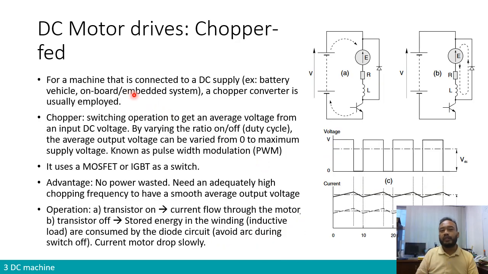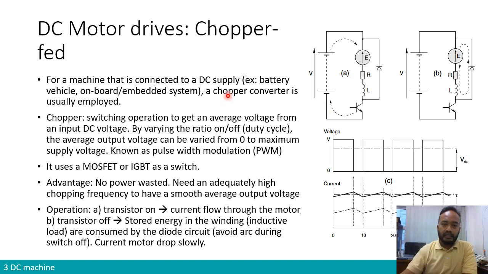So now we are going to look at another type of driver, which is the chopper fed driver. Chopper, or in other terms you might have heard of a PWM motor drive. The difference with the thyristor driver just now is that now we have a machine that is connected to a DC supply. So the supply is already in DC. So we have here something that symbolizes, for example, a battery. So it's a DC power supply.